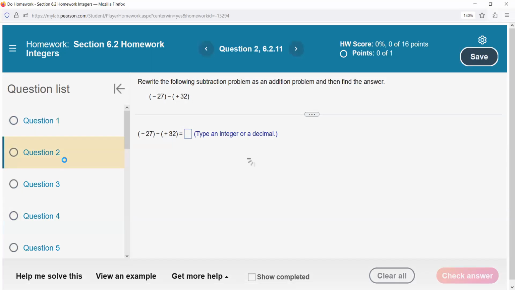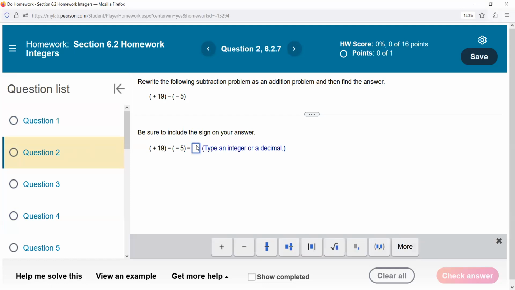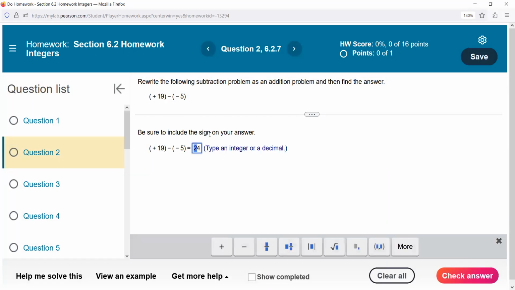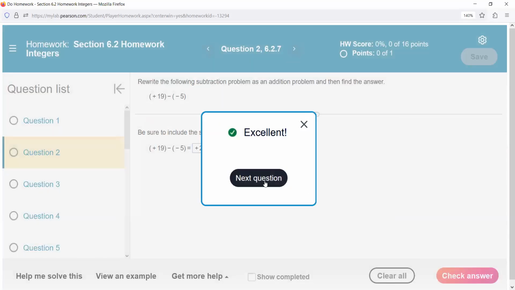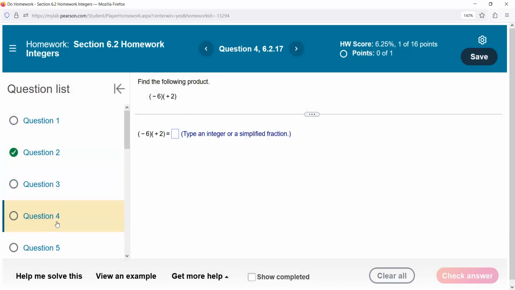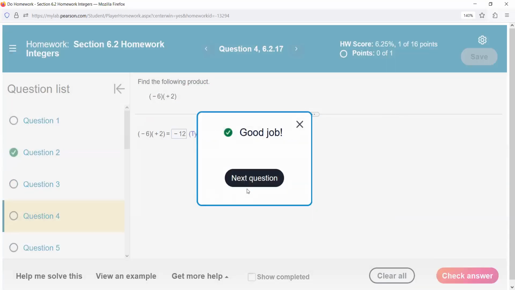I'm looking for someone with a positive answer. Okay, so let's do that. Positive 19 minus negative 5. You know that this is positive 19 plus 5, and the answer is 24. But if you only enter 24, it's not going to give you credit. You need to enter positive 24. This is only for this section, but the way you enter the answer matters. So that one is negative. I'm going to skip it. That one's also negative, but still. If it's negative, you enter the answer.